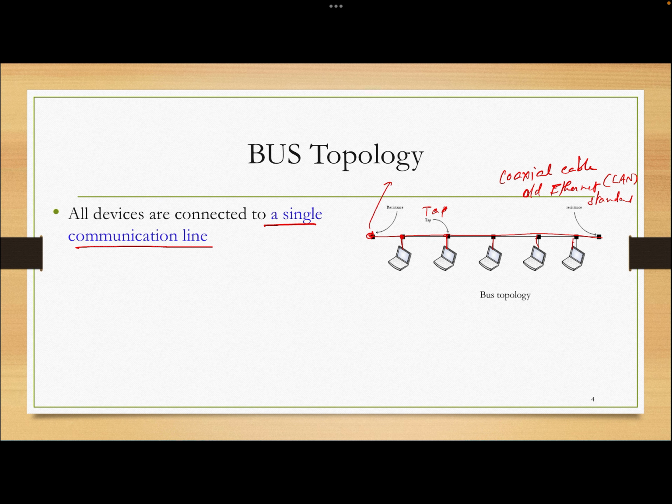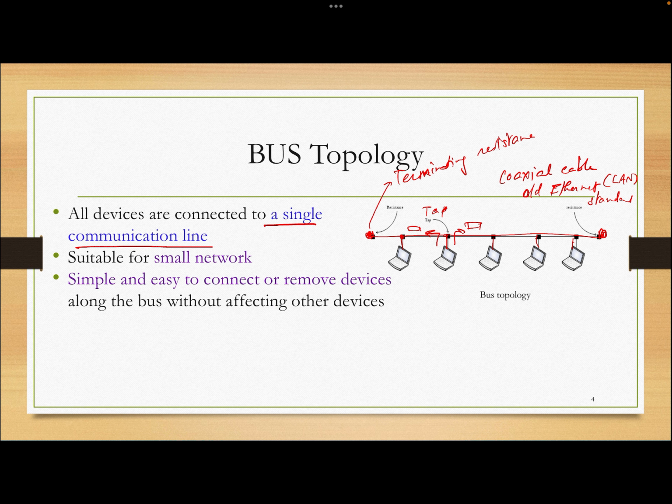This is the terminating resistance at both ends. This terminating resistance will absorb the signal, because when you send the signal both ways, like if you have a packet going both ways, at the end this terminating resistance will absorb the packet or the signal, so that it will not reflect back into the bus.